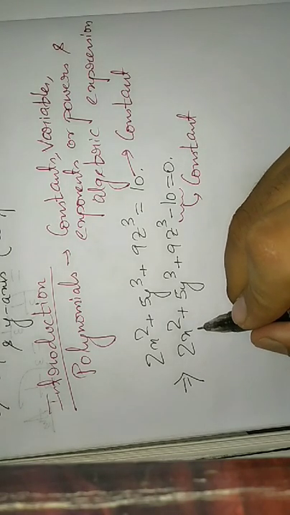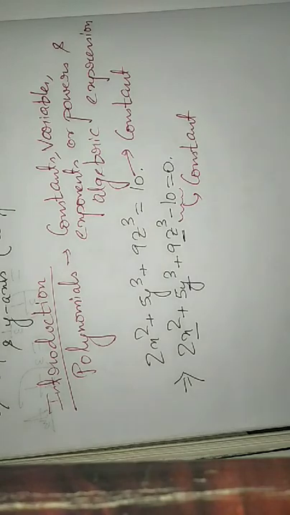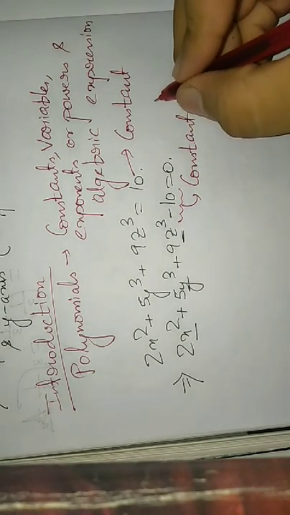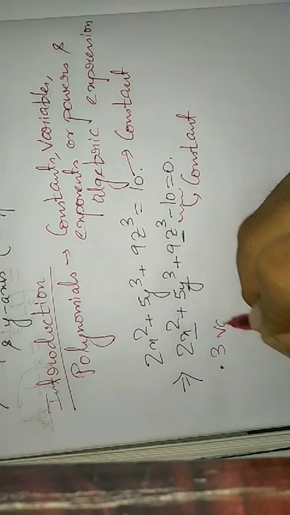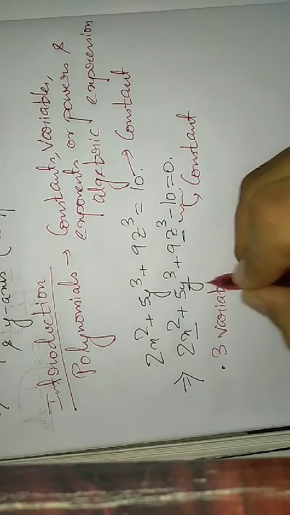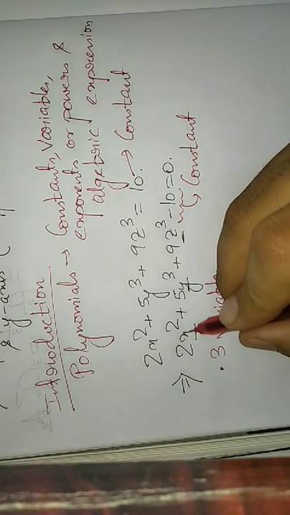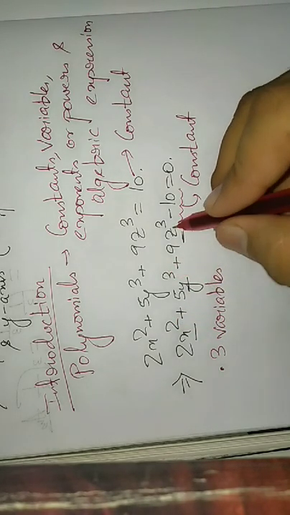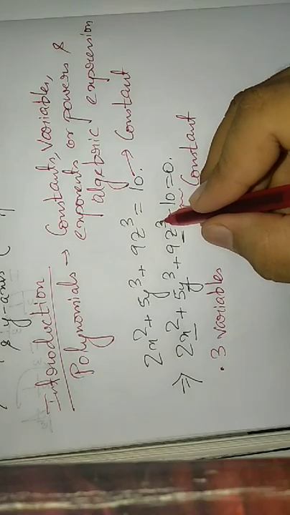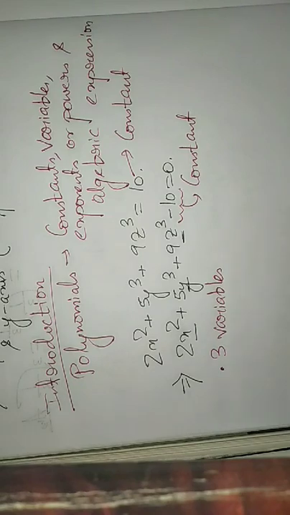Now variables. What are variables? We are using 3 variables, x, y, and z. So we are having total 3 variables out here. Let's talk about the powers. So the power of x is 2, the power of y is 3, the power of z is 3, which we call as cube.